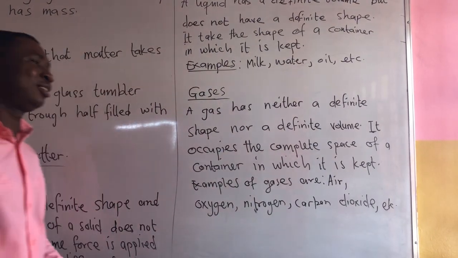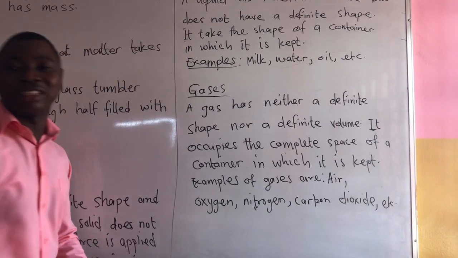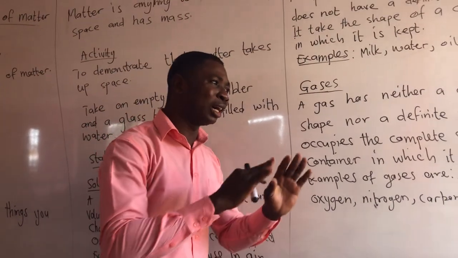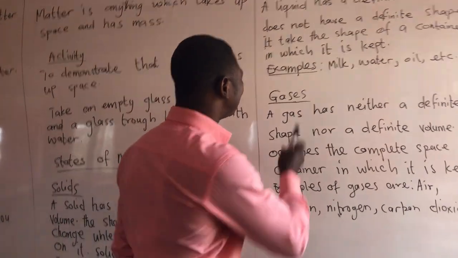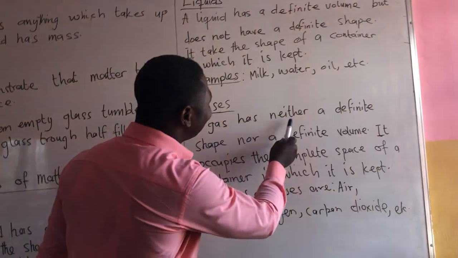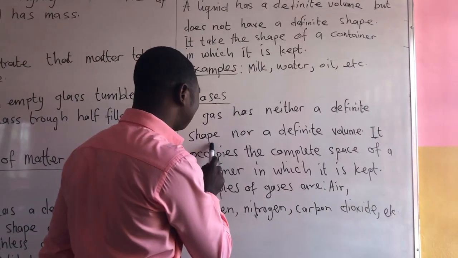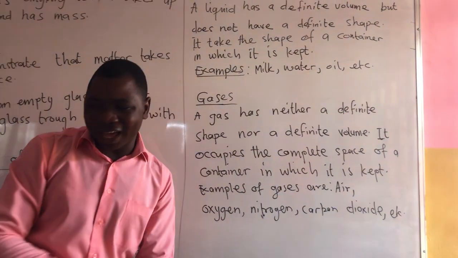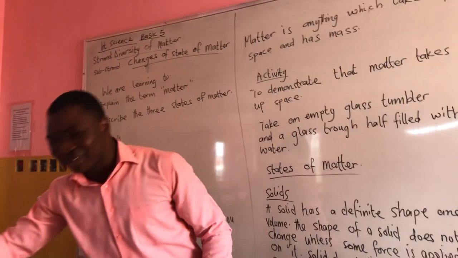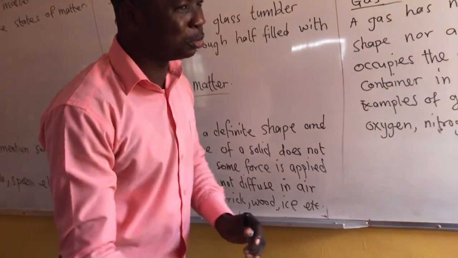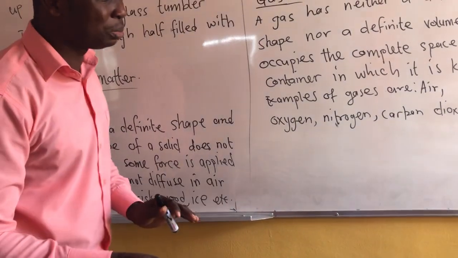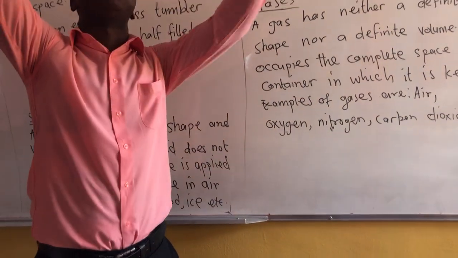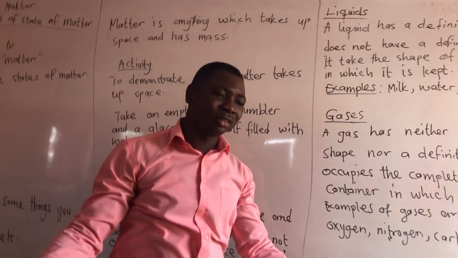Let's talk about gases. Anything in the form of air is what? Gas. The general name is gas. So, a gas has neither a definite shape nor a definite volume. That means for air, it is difficult to measure the shape and also the volume, because you can even press the volume. The air is spread. We can measure it, okay?